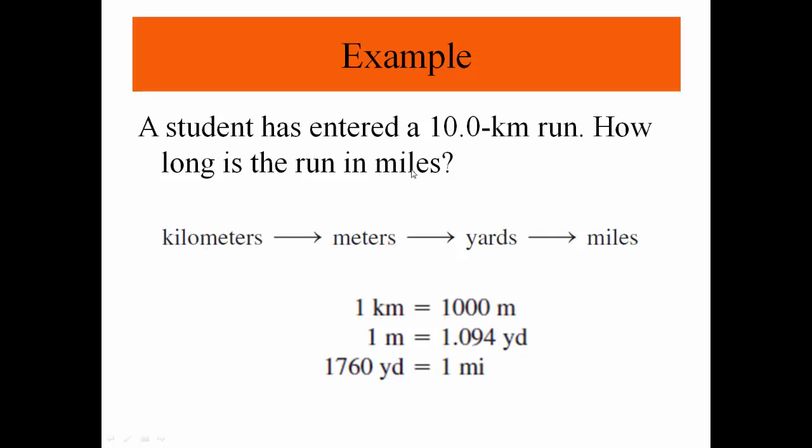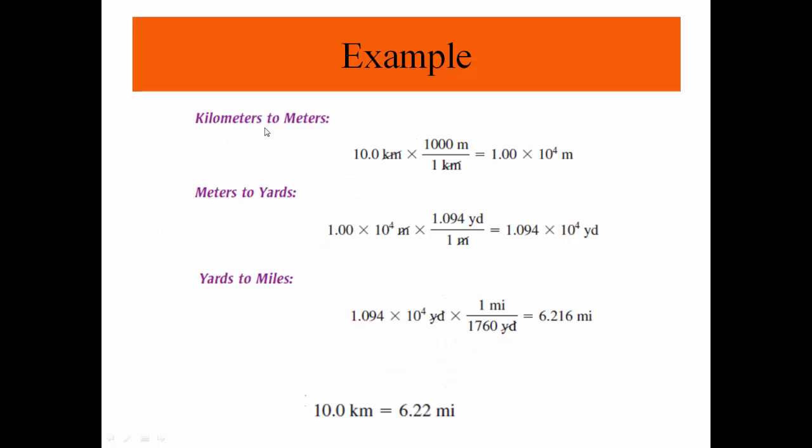First of all, the original value is 10 kilometers, so we need to convert kilometers to meters. Second, we need to convert meters to yards. And third, we need to convert yards to miles. For converting kilometers to meters, we have 10.0 kilometers times the conversion factor, 1000 meters on top and 1 kilometer in the denominator. We cancel these two units and the remaining unit is meters. So we have 1.00 times 10 to the power 4 meters. Then, for the second part, we need to do the conversion from meters to yards.